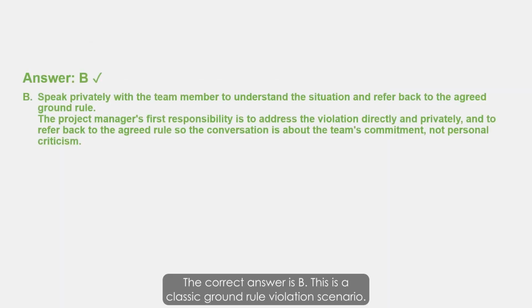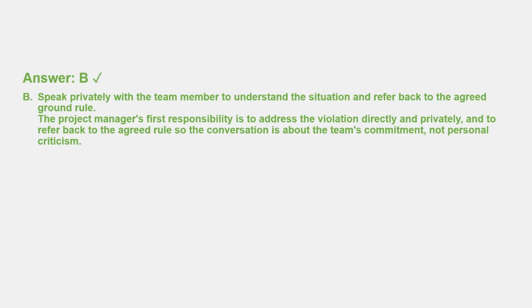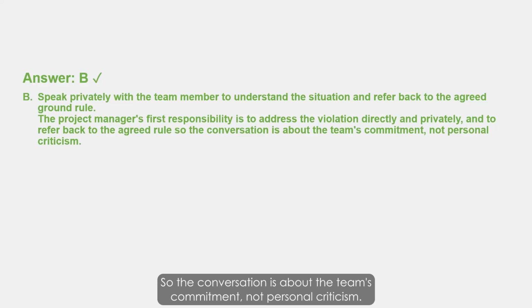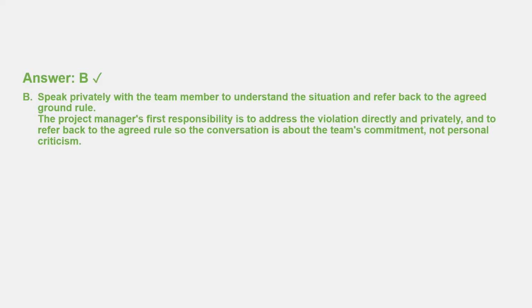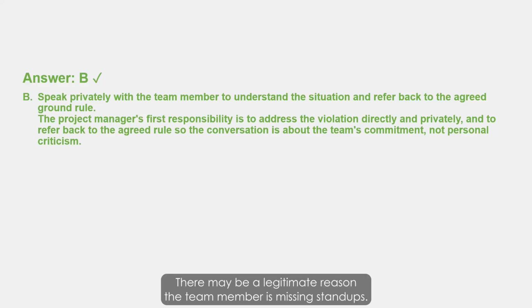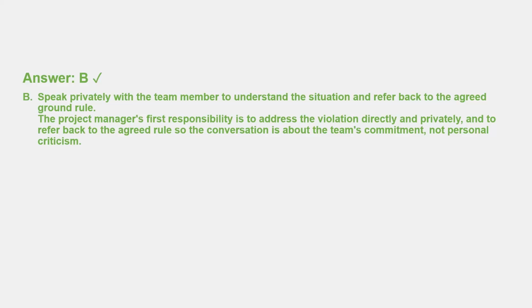The correct answer is B. This is a classic ground rule violation scenario. The project manager's first responsibility is to address the violation directly and privately, and to refer back to the agreed rule so the conversation is about the team's commitment, not personal criticism. Listening for context is also important. There may be a legitimate reason the team member is missing stand-ups.